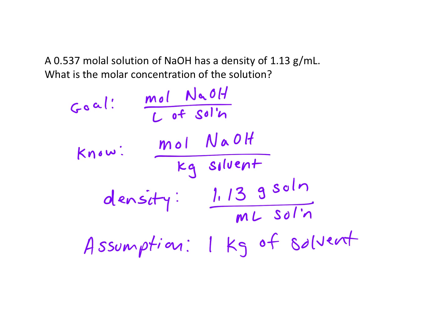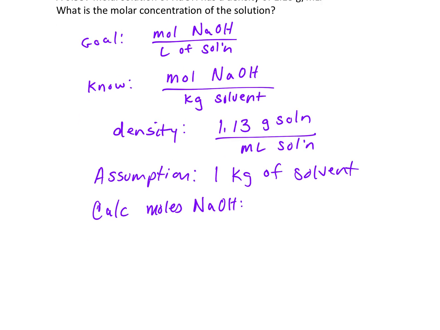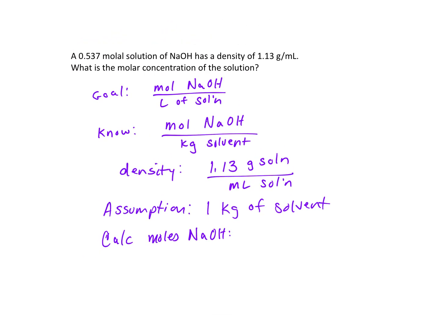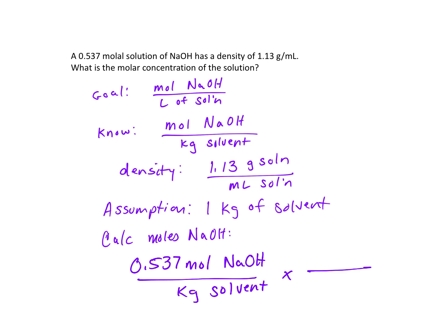Okay. So if we assume 1 kilogram of solvent, we can calculate the moles of sodium hydroxide. So we were starting with what? 0.537 moles of sodium hydroxide per kilogram of solvent. Assume 1 kilogram. I'm going to put my arrow here to show that's where I'm doing that.